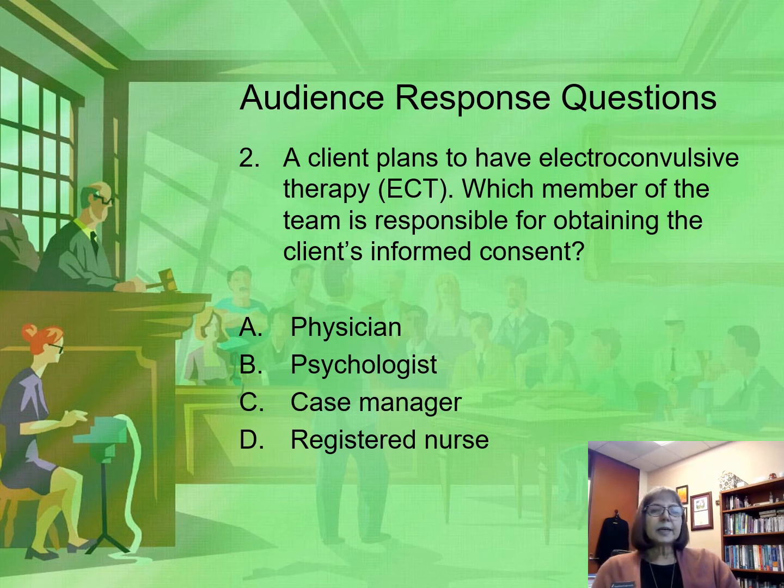A client plans to have electroconvulsive therapy. Now, we haven't talked about that, and they're beginning to use electromagnetic stimulation more because it's safer with pregnant people and all, but there is a very high success rate with electroconvulsive therapy. It's done very humanely from the way it used to be done years ago.